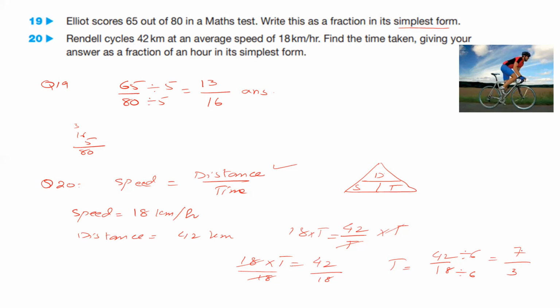But this one is an improper fraction. We can say that it's the simplest form, but we can convert this improper fraction into a mixed number. So we divide 7 by 3. 3 times 2 is 6 and we get 1 remainder. So our answer may be written as 2 whole 1 upon 3 hours. Or we can write 7 upon 3 hours also. Or we can convert it into decimals. So it's all up to you. So that is the end of exercise 1 star.